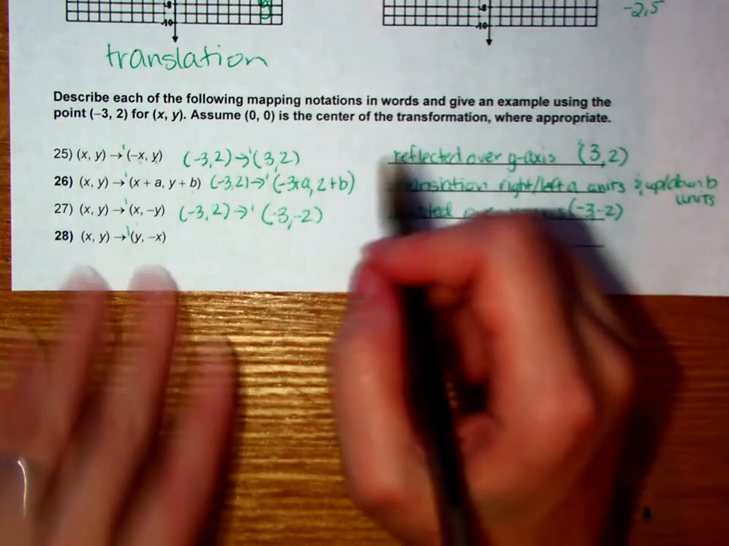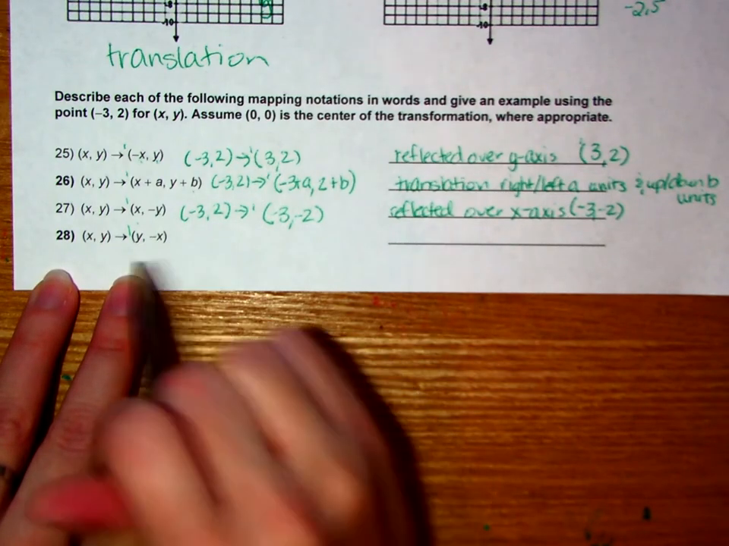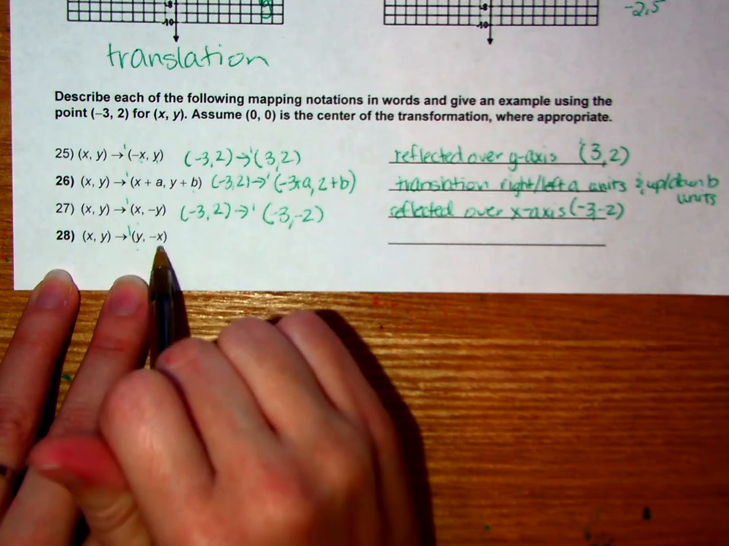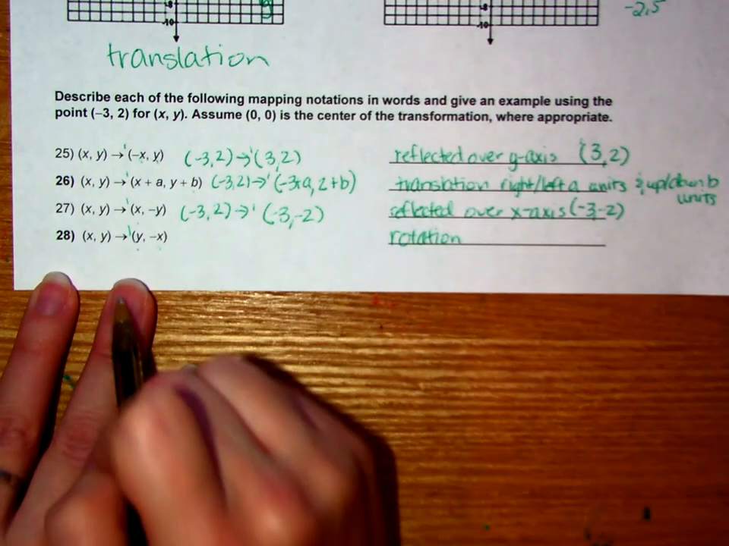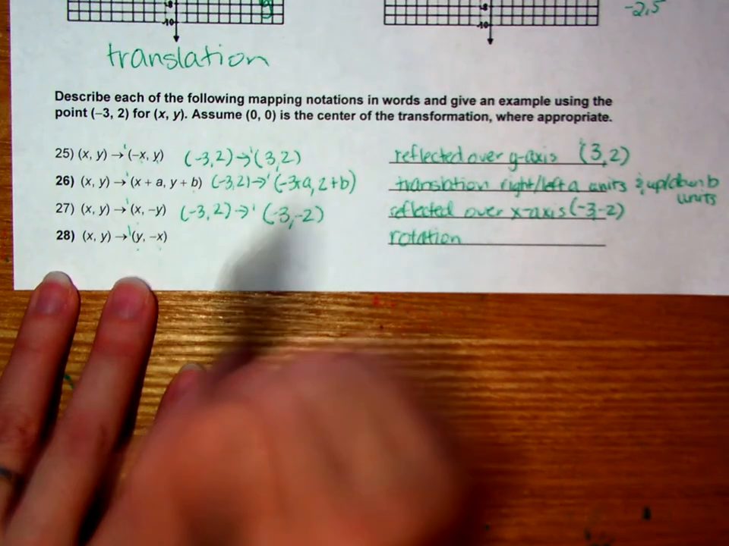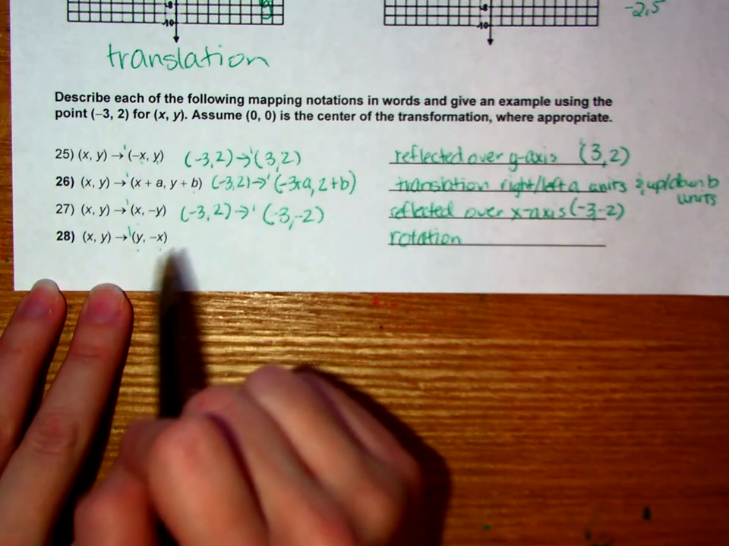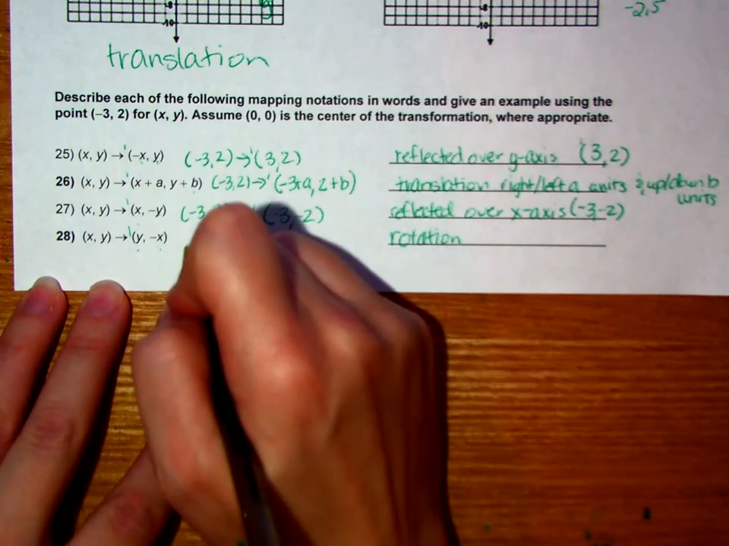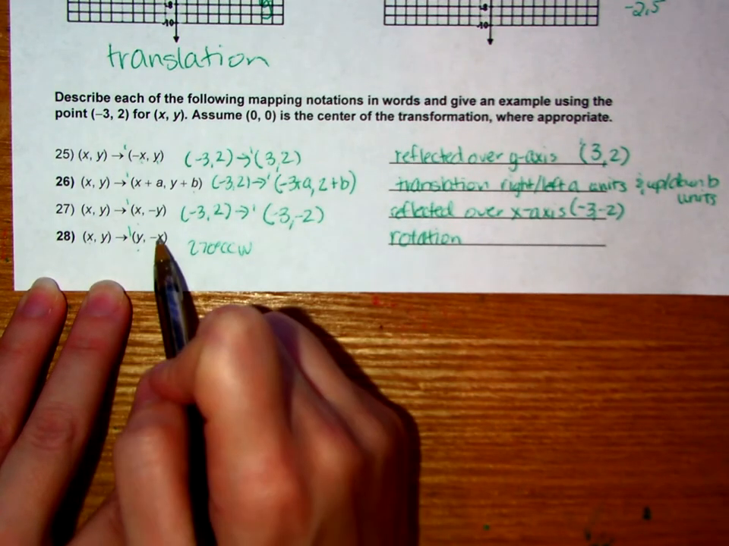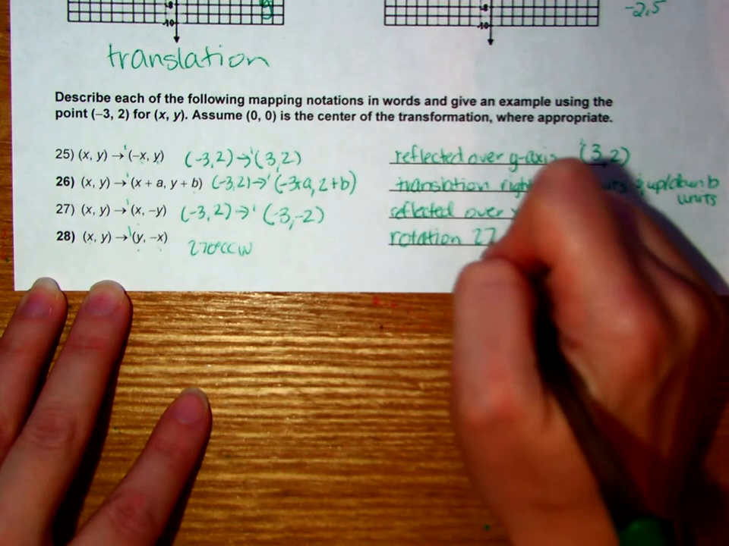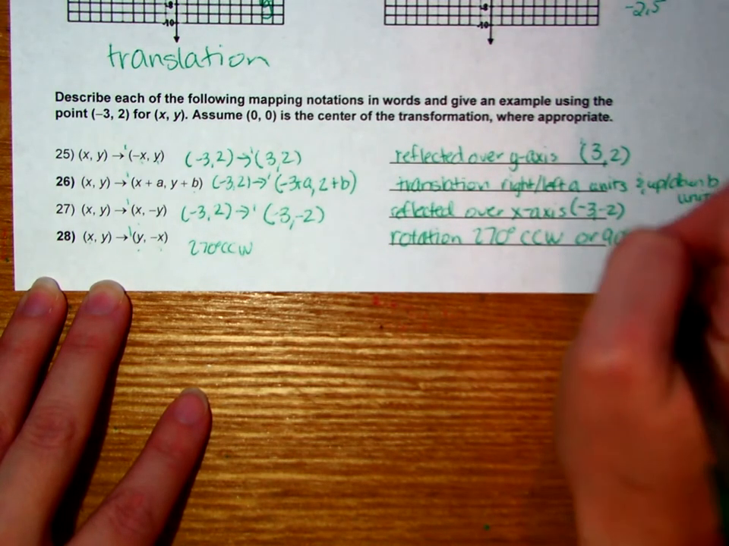And finally, on this one here, you'll see that your y and your x, they switched positions, like they flip-flopped, and one of them went opposite. That definitely means we have a rotation. Now, what we have to think of is which one it is. X went opposite. And so think about it this way. 270 degrees counterclockwise, 270 degrees, find the opposite of x and switch them. So this is a rotation of 270 degrees counterclockwise or 90 degrees clockwise.